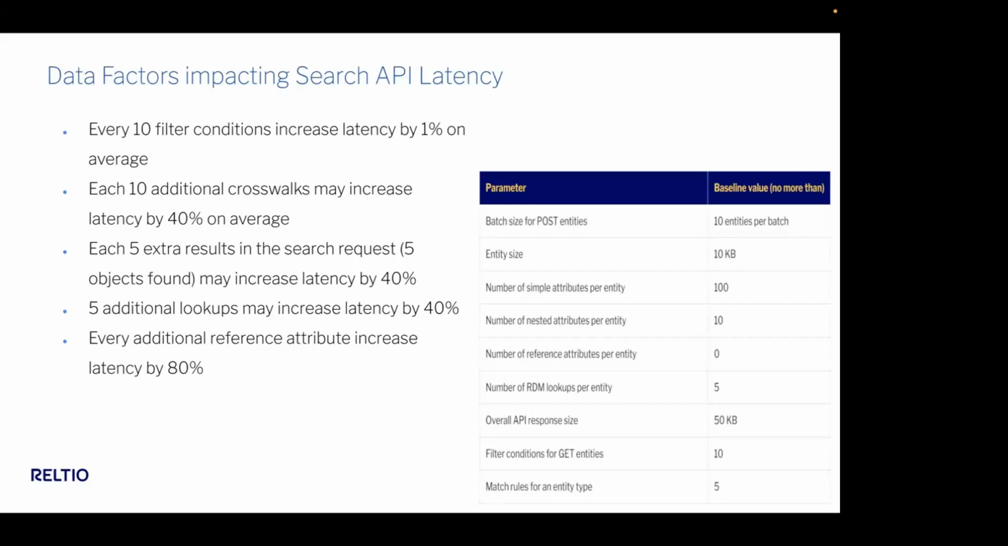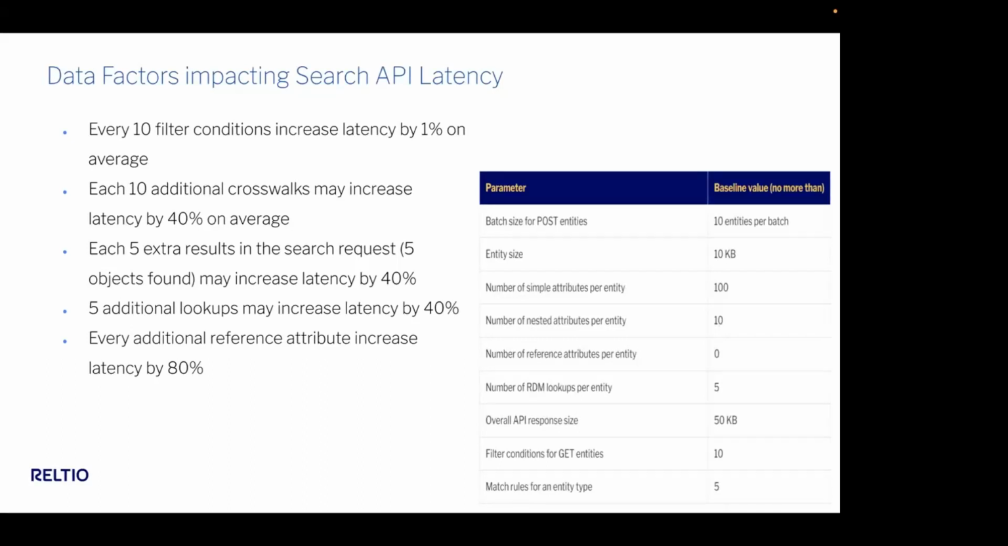So just an example, in our documentation we have all these benchmarks and factors documented. I'll not go through them all, but just an example. Every 10 filter conditions will increase latency by 1% on average for your search request. Each 10 additional crosswalks may increase latency by up to 40% on average. So, if you have an object with 10 crosswalks or 30 crosswalks, the latency may differ 2 times.